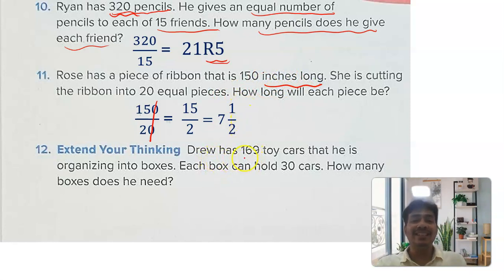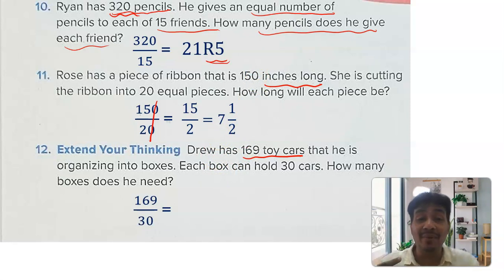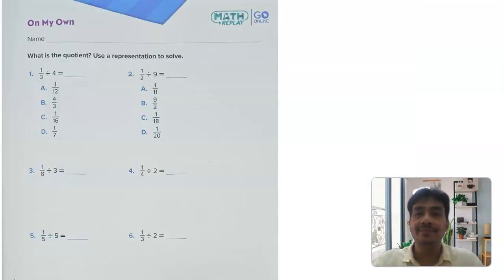Drew has 169 toy cars that he is organizing into boxes. Each box will have 30 cars. How many boxes does he need? So 169 divided by 30. I have to write this in remainder method because this is something which can be counted. So the answer is 5, remainder 19. Okay? Alright.